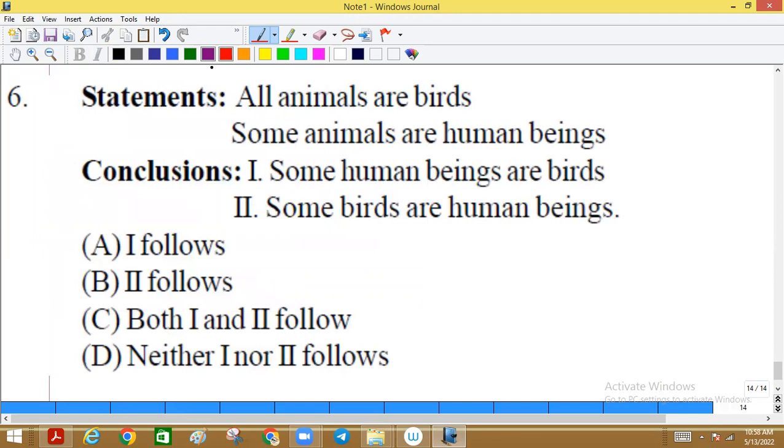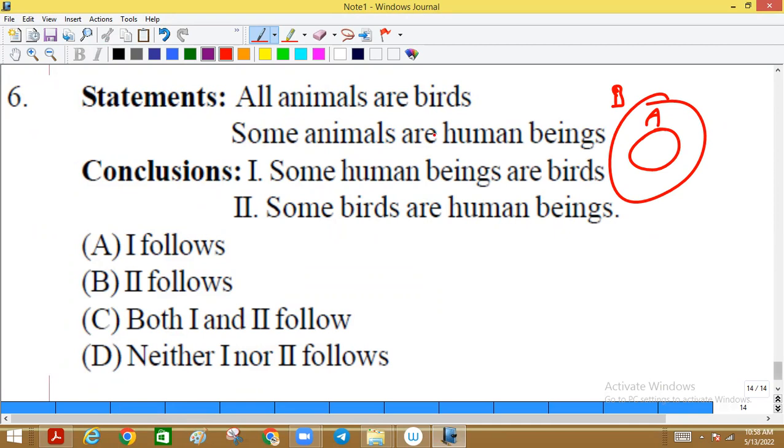What about the sixth one? All animals are birds. Some animals are human beings. Obviously, the answer is both follow. Saying that all animals are birds and some animals are human beings, I'm just writing it, no need of a diagram, but anyway.